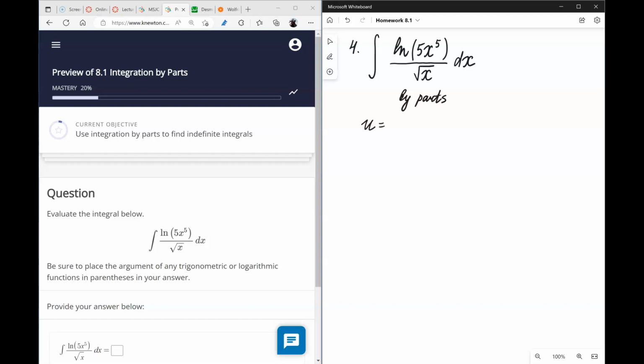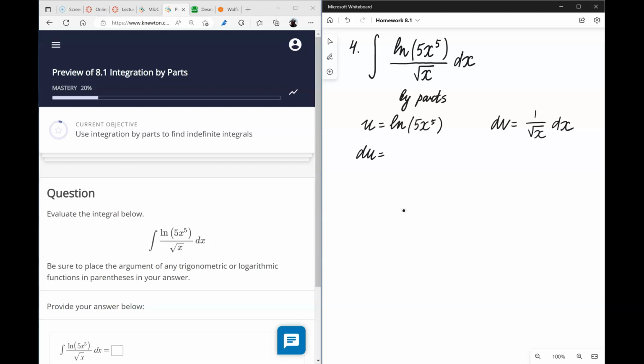And I'm going to choose my u to be ln of 5x to the power 5. And my dv, it's what's left, right? So again, my choice was very strategic. I choose my u to be something that is easy to differentiate, but we can differentiate any function. The main idea here was on making sure that dv is not hard for us so that we don't not know how to find v. And in this case, finding v should be pretty straightforward.